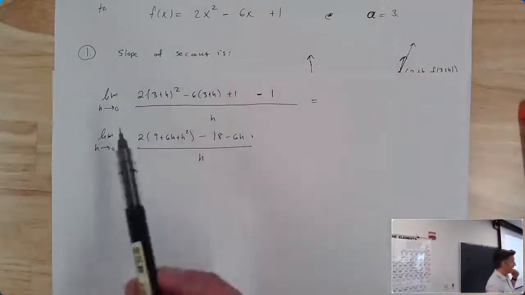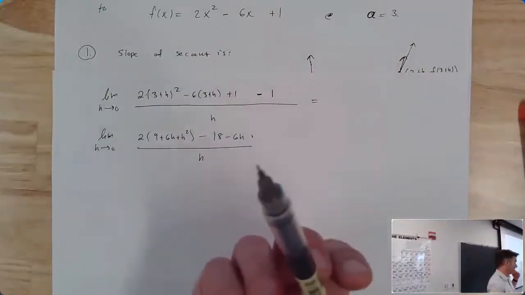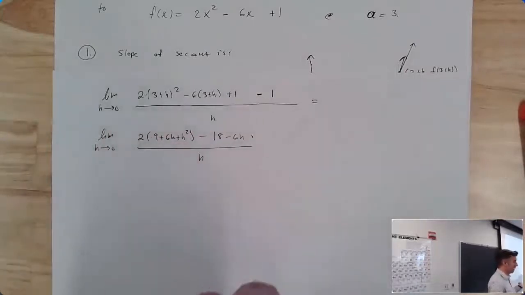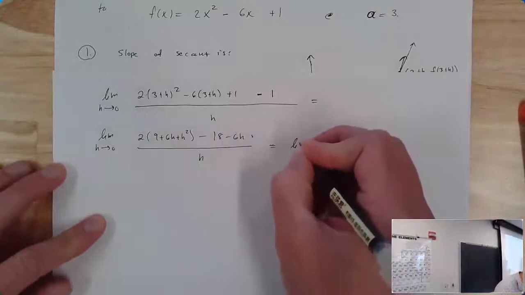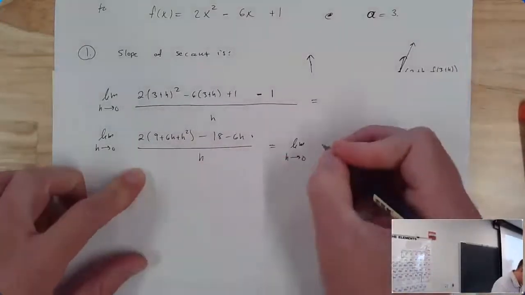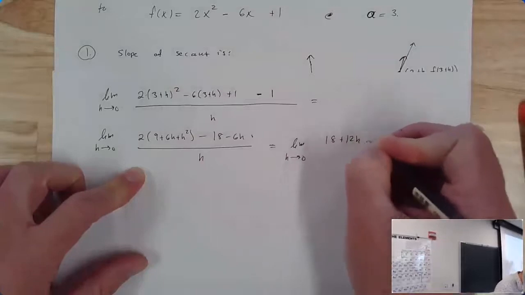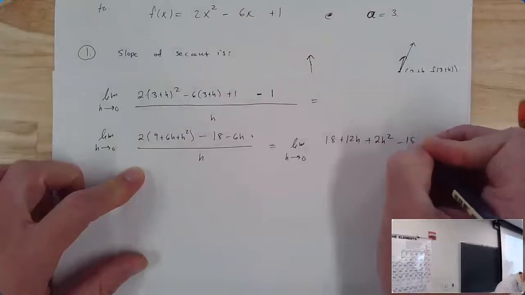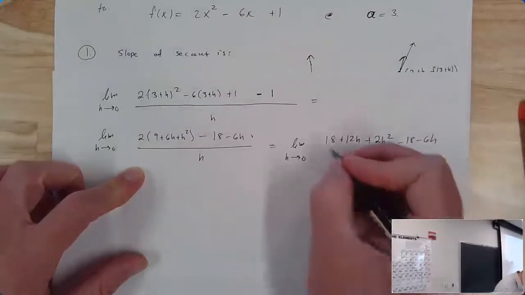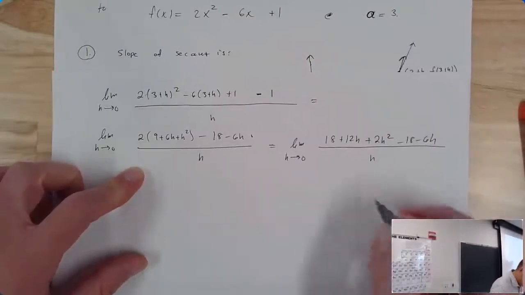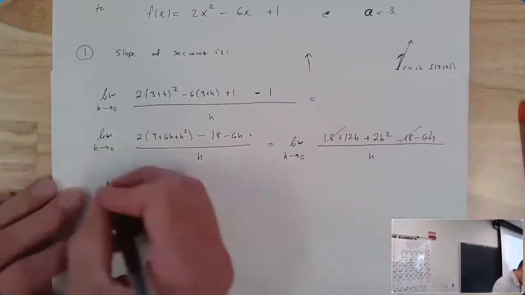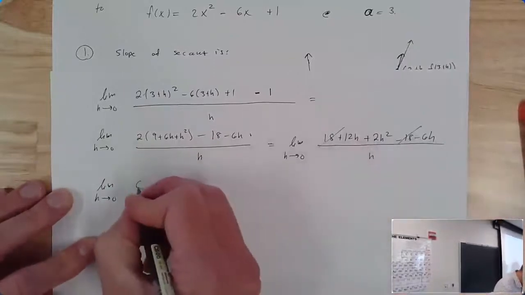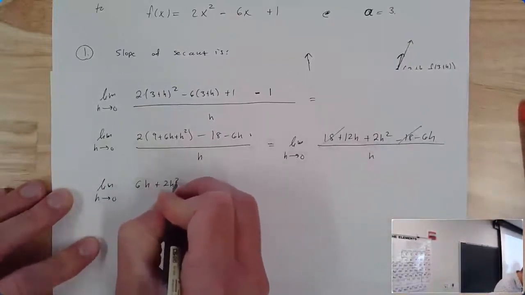Looking at this limit as is, it's a 0 over 0 type of limit. And that's a problem, right? We have to be able to do some algebra to simplify it. So here, the limit as h goes to 0. Let's see, I'm getting 18 plus 12h plus 2h squared minus 18 minus 6h over h. The 18s cancel. So I'm left with the limit as h goes to 0. Let's see, 12h minus 6h is 6h, plus 2h squared, all over h.